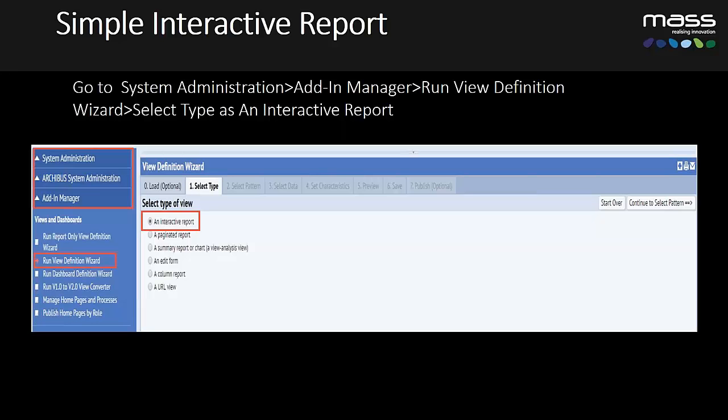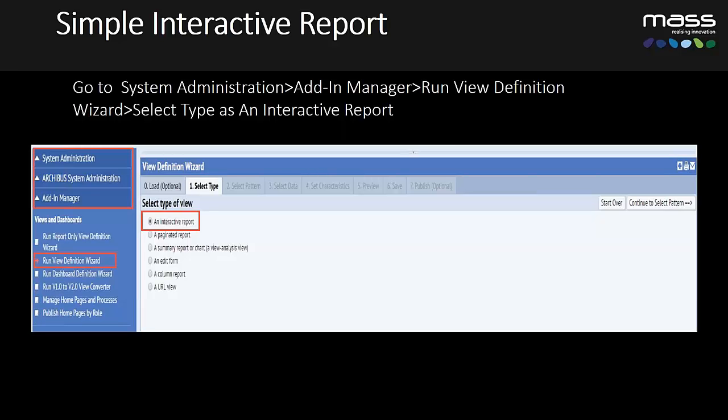So there are following steps to create a report. On the Process Navigator, open the View Definition wizard at System Administration, Add-in Manager, Run View Definition wizard. Here, the wizard walks you through these major steps. Step 1. Select the type of view.